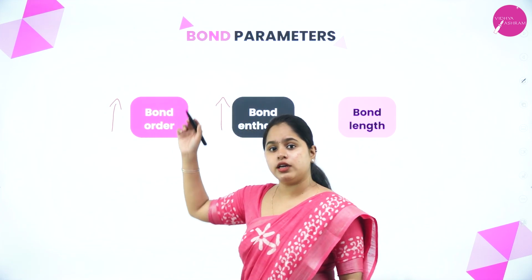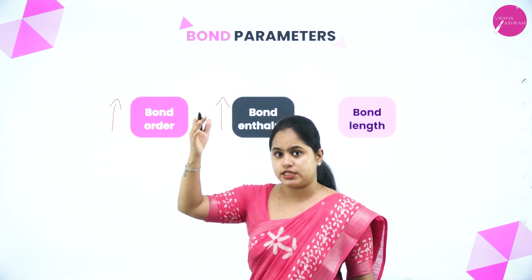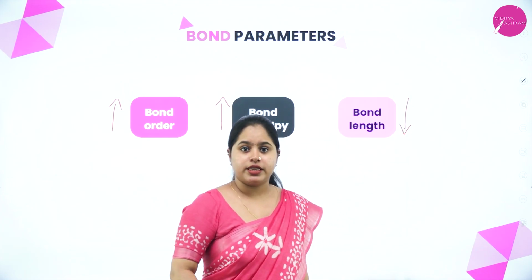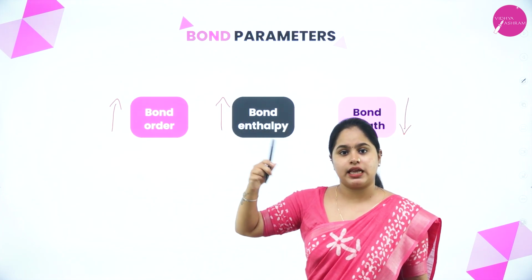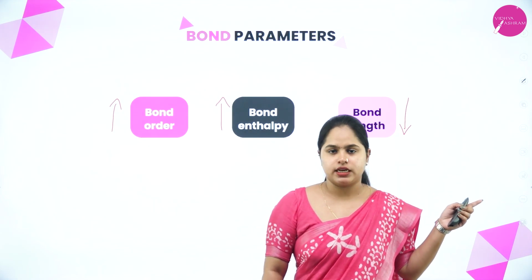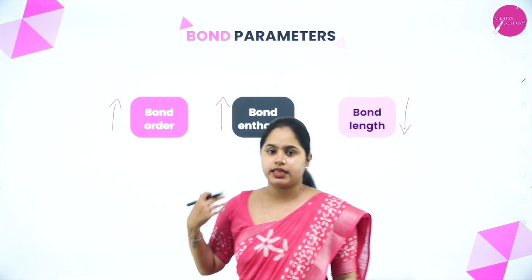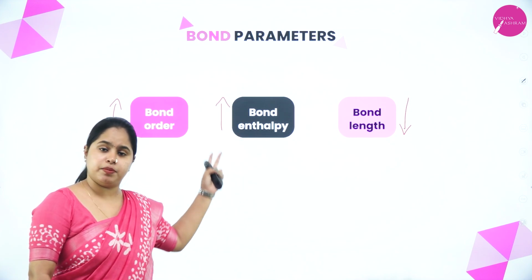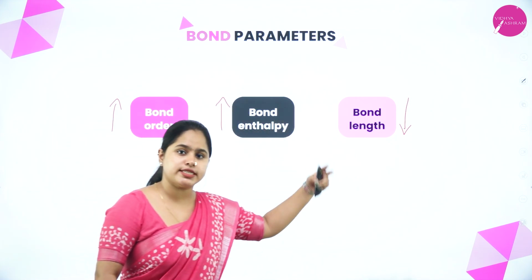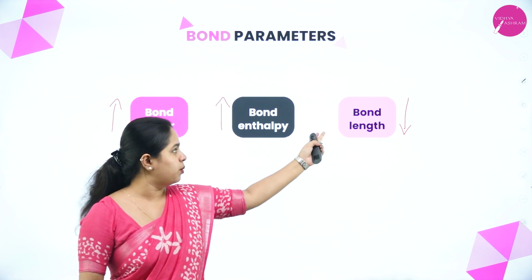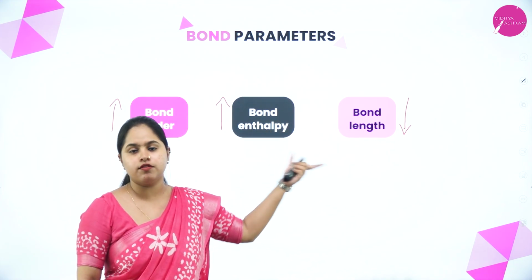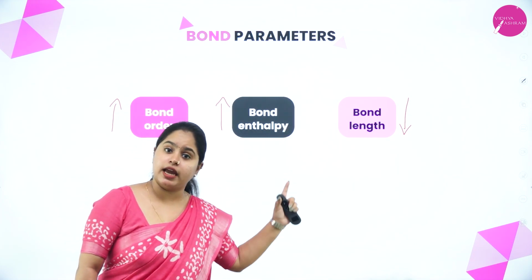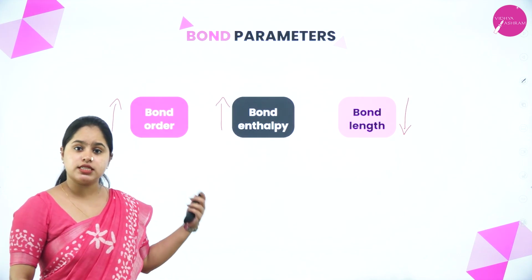If bond order is increasing from 1 to 2 to 3, what is happening to bond length? Bond length will decrease, right? Also, if bond enthalpy is increasing, that means bond length will be decreasing. So I hope the relation between these three is clear for you. When bond order is increasing, correspondingly bond enthalpy will also increase, and they are inversely proportional to bond length. If I consider a single bond, we know that the highest bond length is for a single bond, so the bond enthalpy will be least in that case, and the bond order will be just 1.